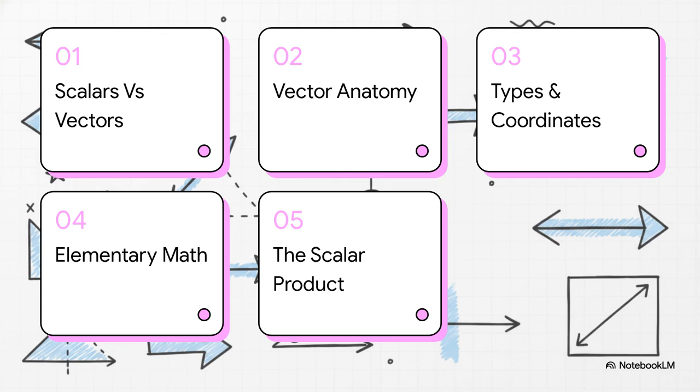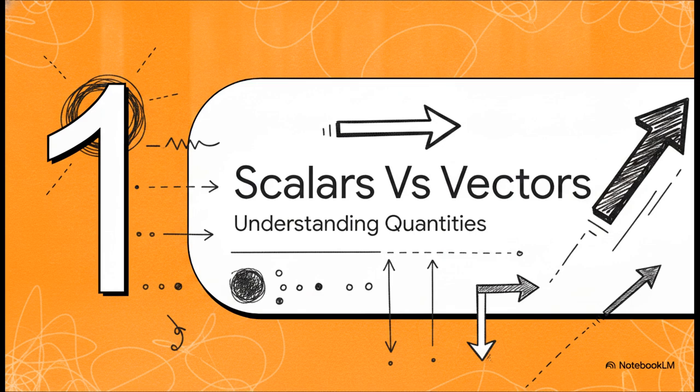Here is our structural roadmap for today. We'll start with scalars versus vectors, then dissect the anatomy of a vector. After that, we'll cover types and coordinates, run through some elementary vector math, and cap it all off with the scalar product. All right, let's kick things off with Section 1, Scalars versus Vectors.